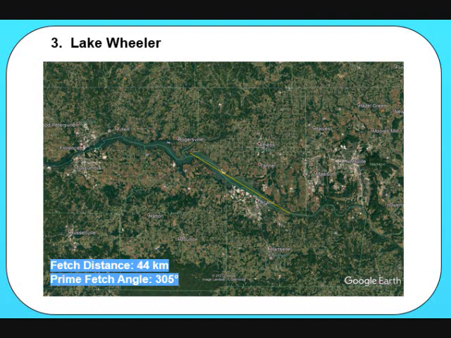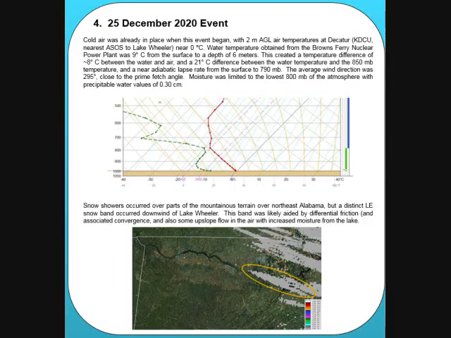Looking at Lake Wheeler itself, real quickly here on Google Earth, the primary fetch distance is about 44 kilometers, and the prime angle for wind to go down that full 44 kilometers is about from 305 degrees. So it's not a giant lake. It's about a mile wide on average. There are a few spots that it's 2 miles wide. And again, about 44 kilometers of good fetch there.